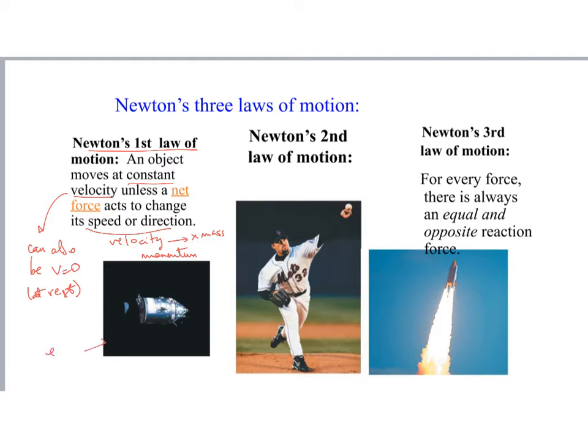Here's an example. A spaceship will continue moving in space in the direction it is moving, without the need of any fuel, no fuel needed, and that spaceship continues to move. In order to change direction, there needs to be a force that acts upon it. In order to stop, it's going to need a force that acts upon it.